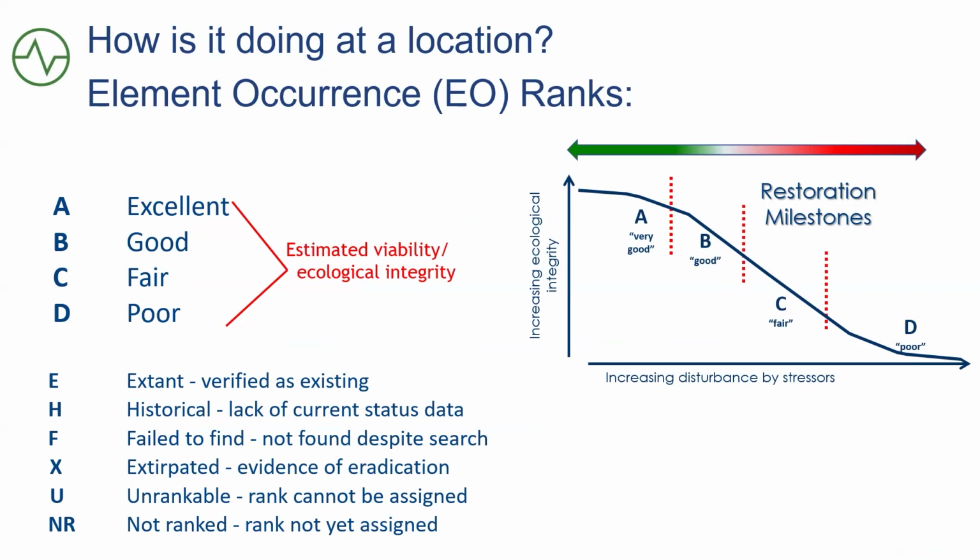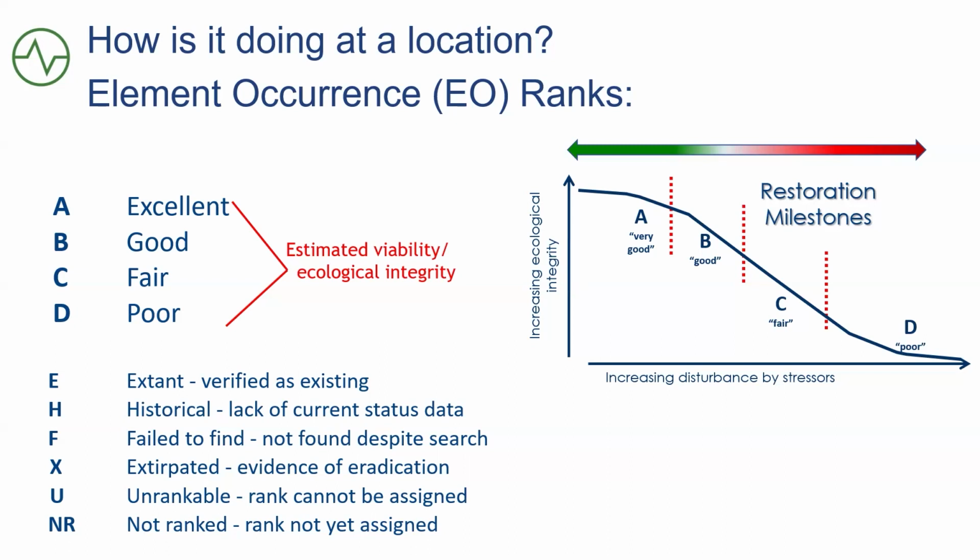One of the most important attributes is called the element occurrence rank, or EO rank. When creating an element occurrence, we use standard methods to evaluate the condition of each map location of a species or ecosystem. The EO rank is assigned based on the estimated viability or ecological integrity of the EO and considers things like existing stressors and restoration needs.